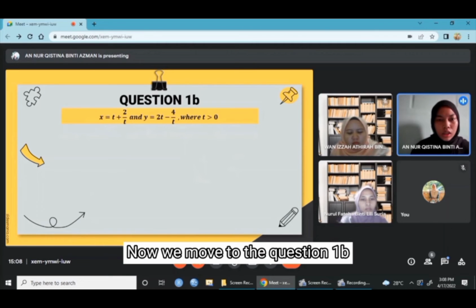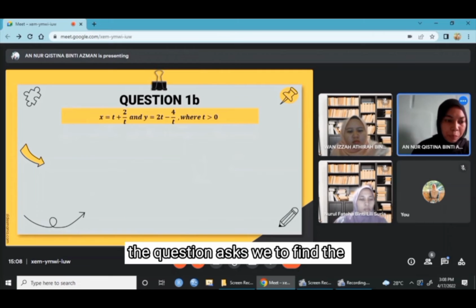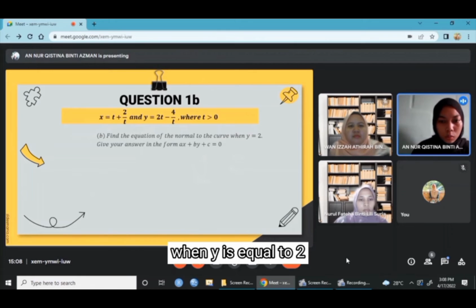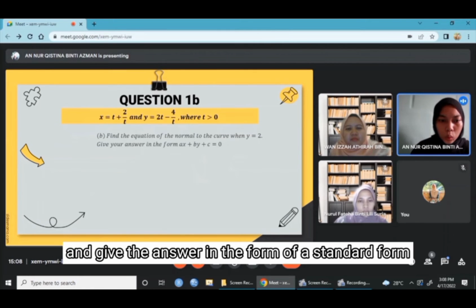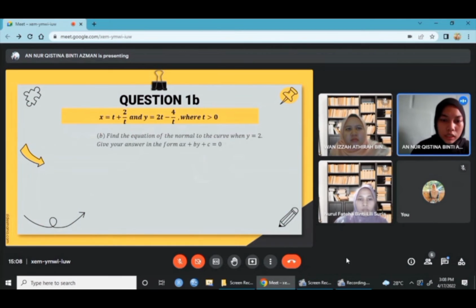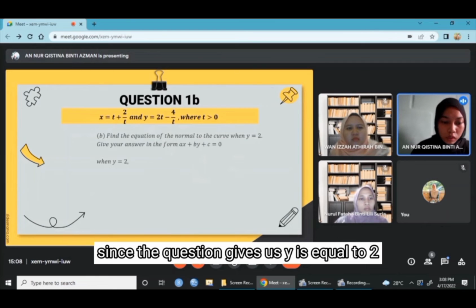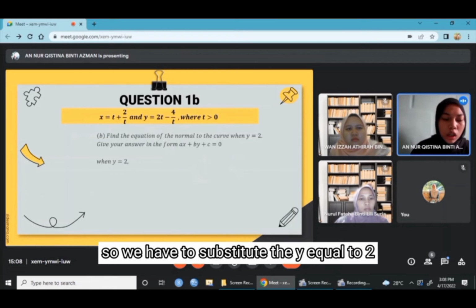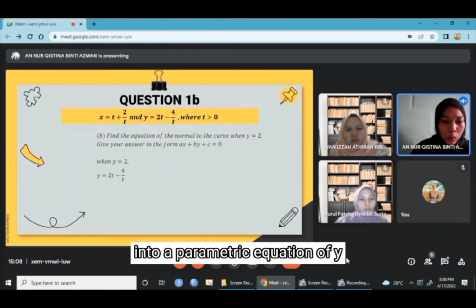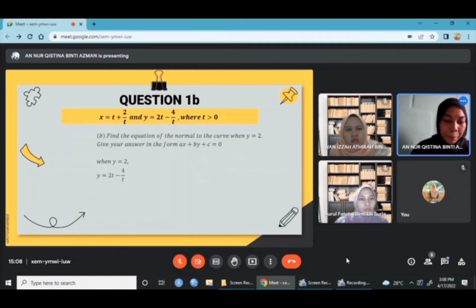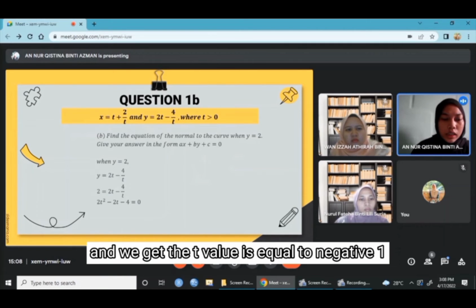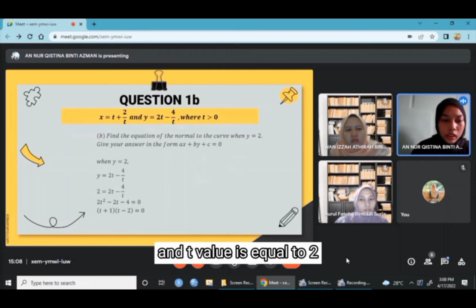Now we move to question 1b. The question asks me to find the equation of the normal to the curve when y is equal to 2 and give the answer in standard form. Okay, first step is we have to find the value of t, since the question gives us y equal to 2. So we substitute y equal to 2 into the parametric equation of y. And we get t equal to -1 and t equal to 2.